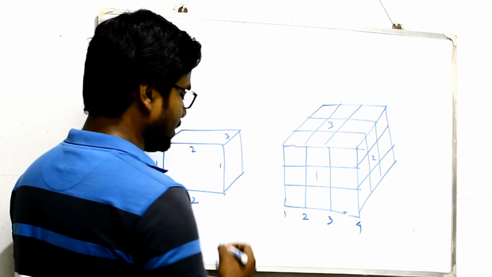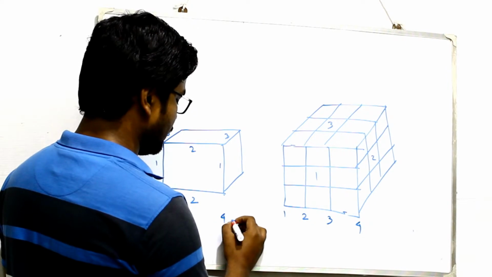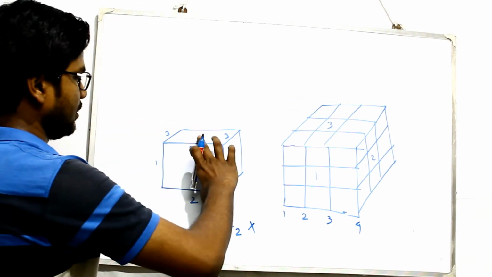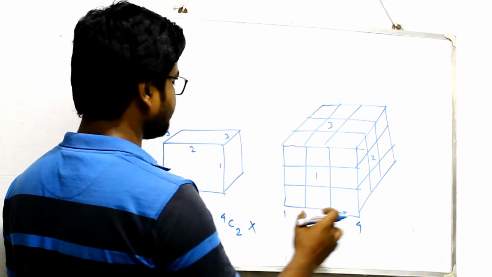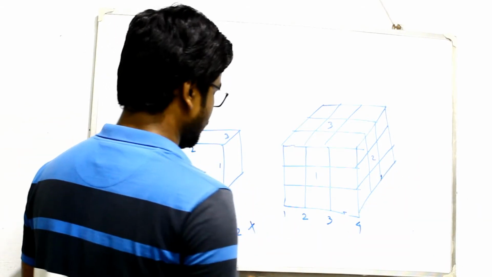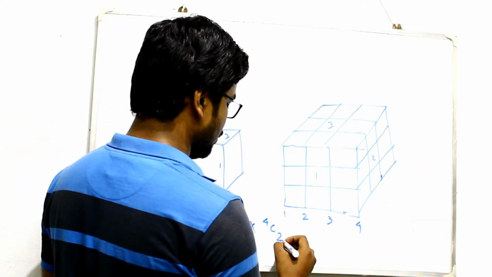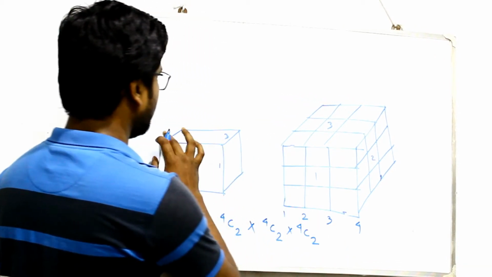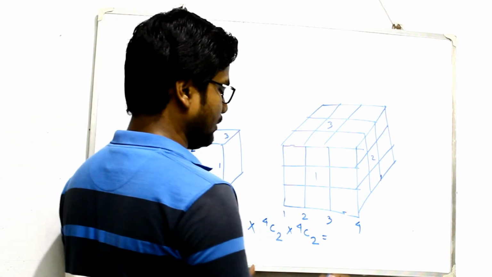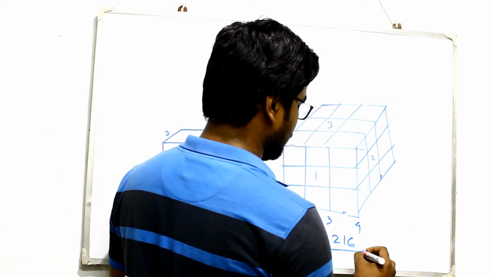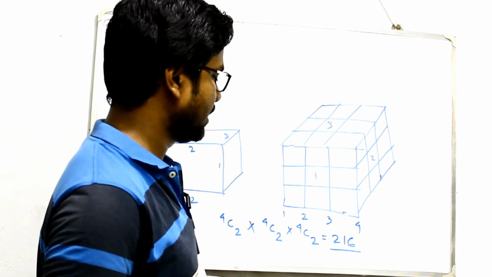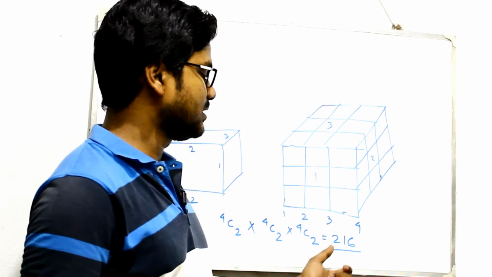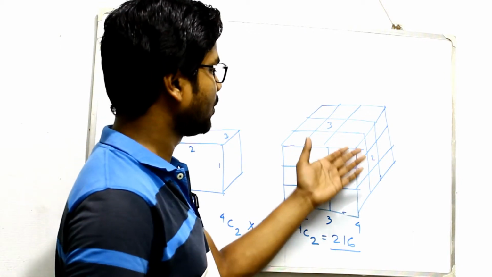So I need to take a combination of 4C2. Again I am taking these two planes out of four different planes, so that should be again 4C2. Again I have to take 4C2 for the third set. Now if I calculate, it will be 216. So as we can see, we can get 216 cuboids inside a Rubik's cube.